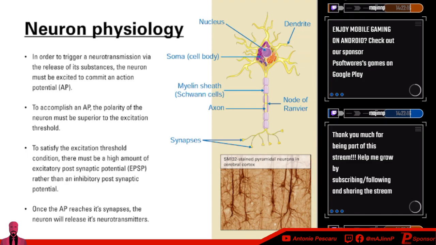But anyways, moving on. Basically you have the tail of the neuron, which is the axon, and then it divides itself into multiple tails, which are called synapses in this case. Those are called synapses, which is the spot where the neurotransmitters get released from. So with that being said, now that we got the anatomy part out of the way, we can move on to the physiology of the neuron.